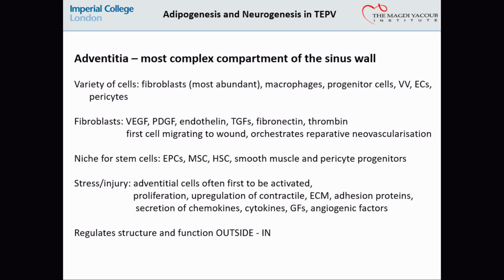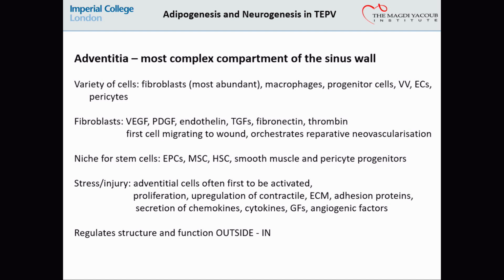So the adventitia is the most complex compartment of the sinus wall, and it actually houses a variety of cells. The fibroblasts are the most abundant, but you also have macrophages, progenitor cells, vasa vasorum, endothelial cells, and pericytes. The fibroblasts can release a whole host of factors such as VEGF, PDGF, endothelin, transforming growth factors, fibronectin, thrombin. The fibroblasts are actually the first cell to migrate to the wound, and they orchestrate this reparative neovascularization.